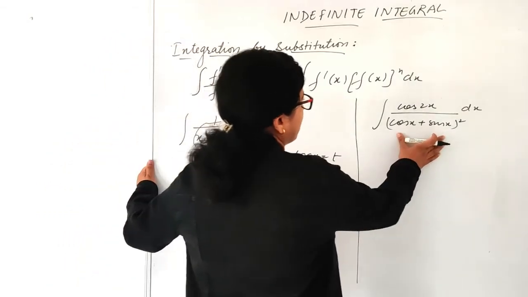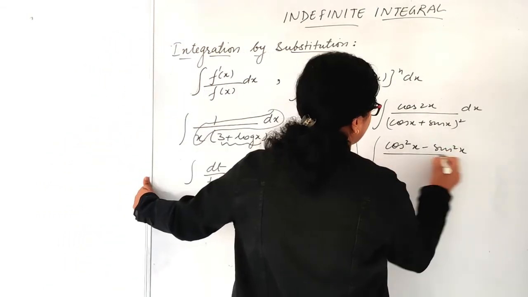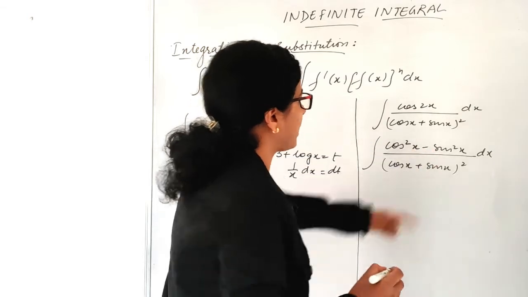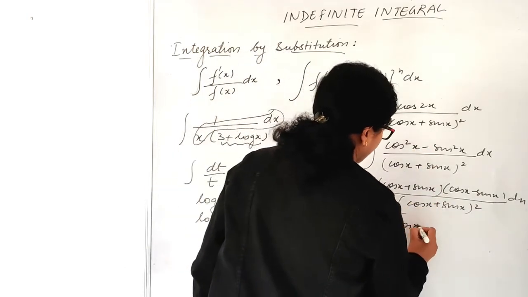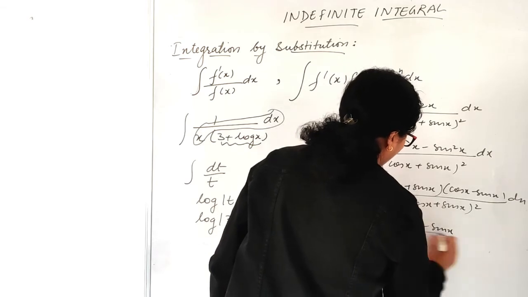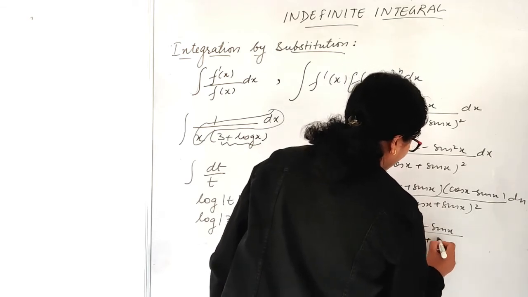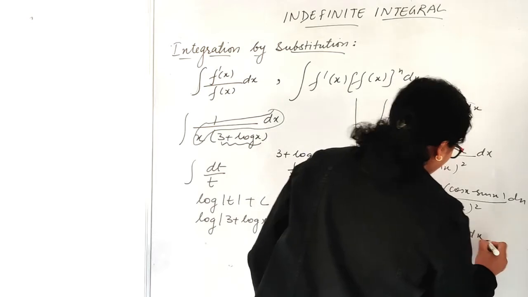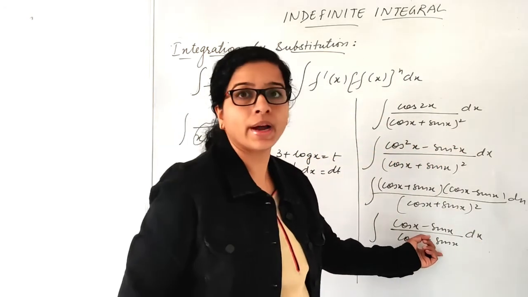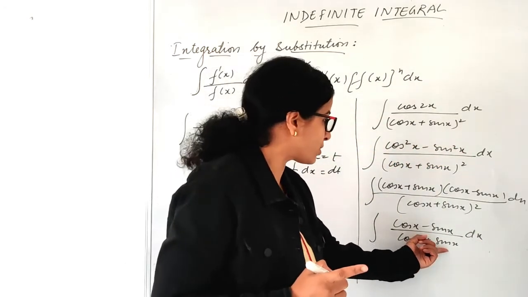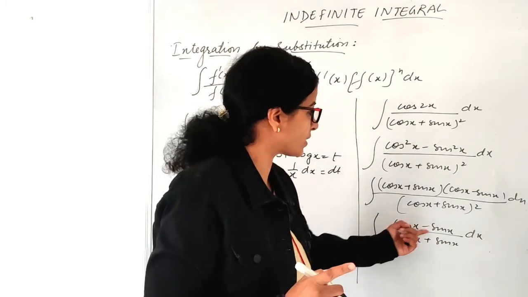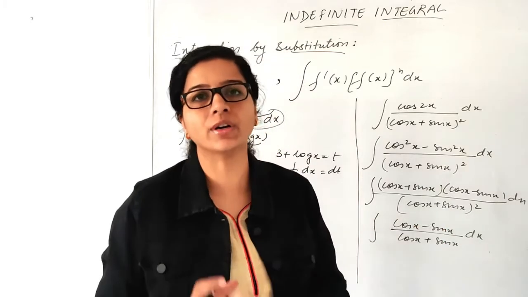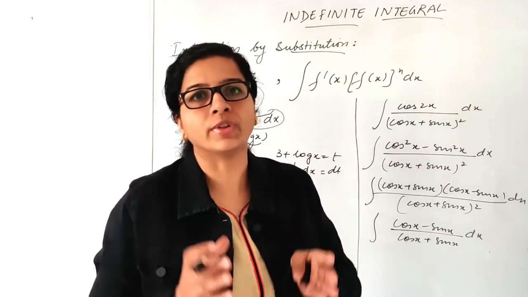So look here. We have this question. This is the formula for cos 2x. We'll use the a square minus b square concept. So if I solve, I am left with cos x minus sin x upon cos x plus sin x. Correct? Now, if I check my denominator part, what is the differential of sin x? It is cos x. What is the differential of cos x? It is minus sin x. Means I have a derivative of the denominator.